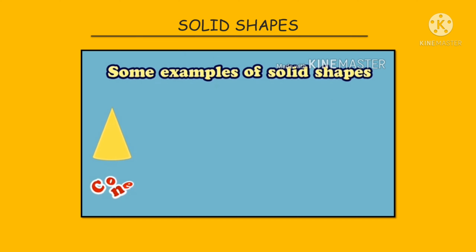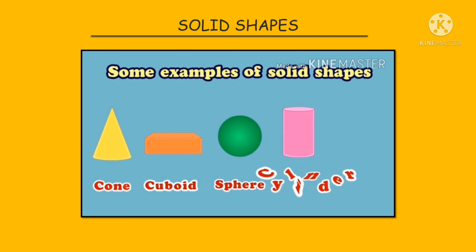Some examples of solid shapes are cone, cuboid, sphere, cylinder, cube.